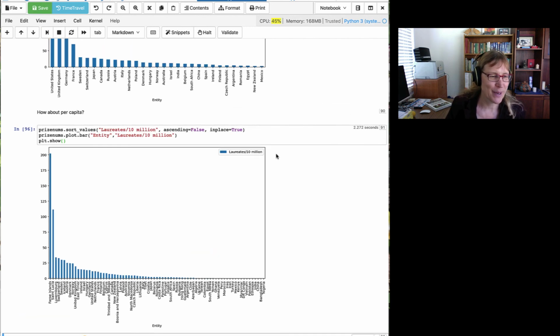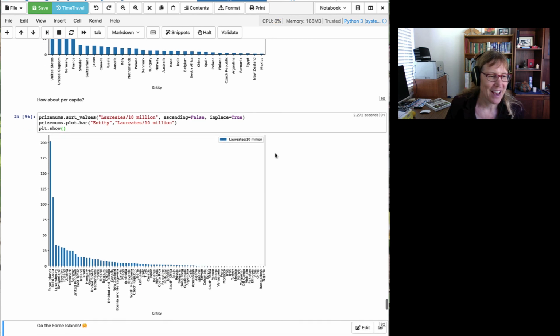Okay, so we get a very different picture, and now the Faroe Islands stands out as the big achiever, way ahead of everybody else. The United States has dropped to here. The big achievers are Faroe Islands and St. Lucia. And then we see that actually the Scandinavian countries do pretty well here before we get down to the UK and later the United States.